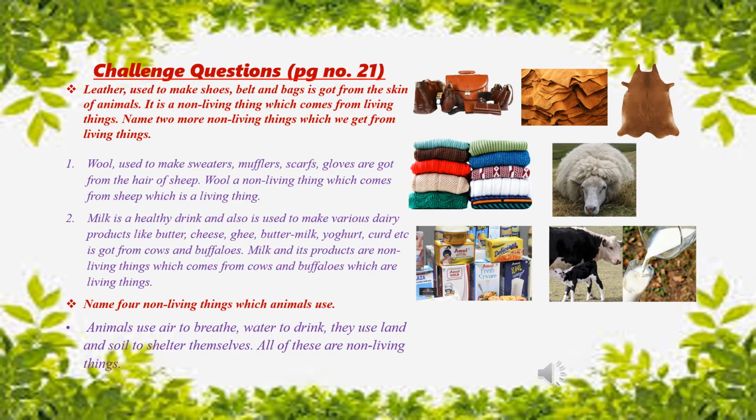Okay. The next question is, name four non-living things which animals use. We have seen that animals use air to breathe, water to drink. They use land and soil to shelter themselves. Like we can see that many animals live underground. They use the trees which grow on land. Lions live in den, so on. So they basically use land and soil to make shelter for themselves. And all of these things are non-living things. Okay children?